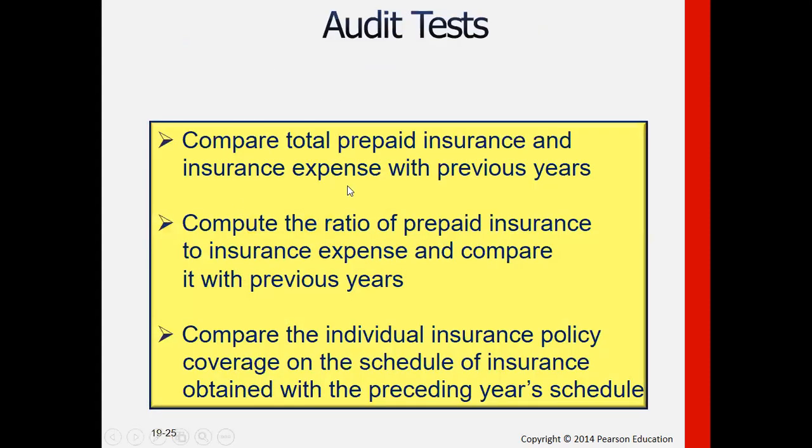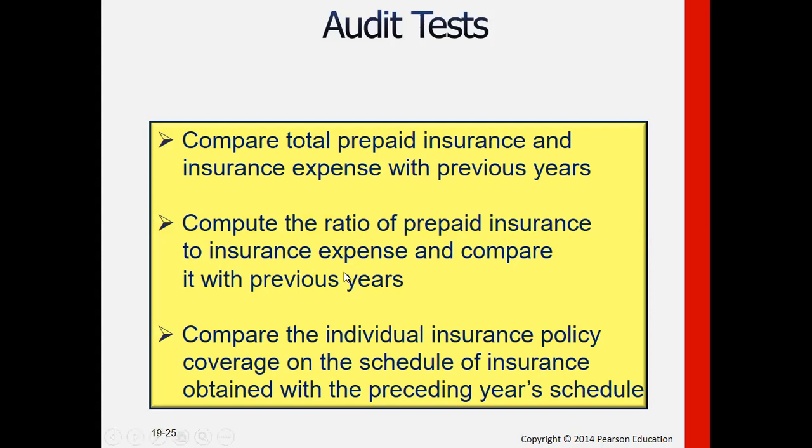Then audit tests. We can do the following to be able to check potential or probable misstatements. If we compare the total prepaid insurance and insurance expense with previous years, especially the expense with prepayment, we'll be able to check if our expenses have been consistent, because normally insurance expenses are based on the period, so periodic, just like depreciation expense. So in that case, if we say periodic, meaning the percentages of those years should be equal or at least close to the supposed percentage.